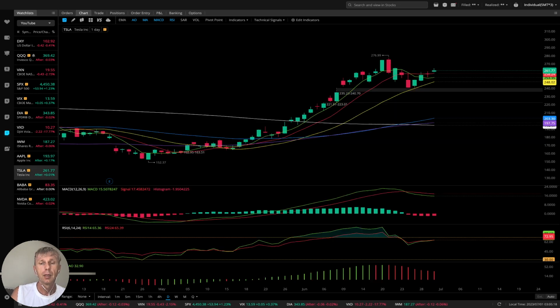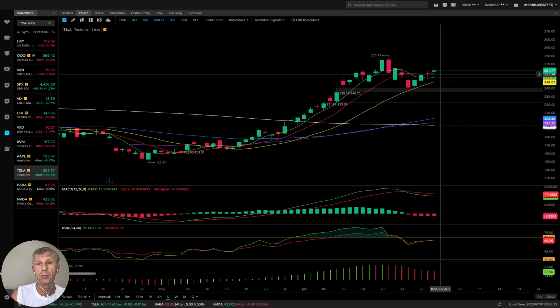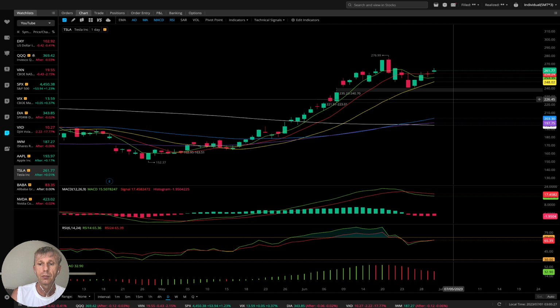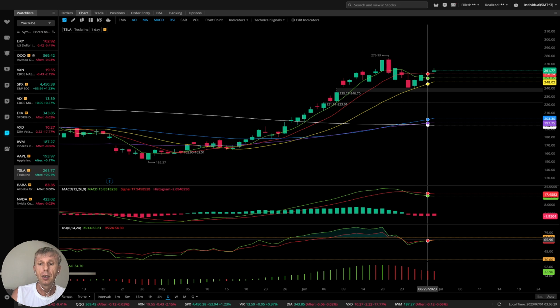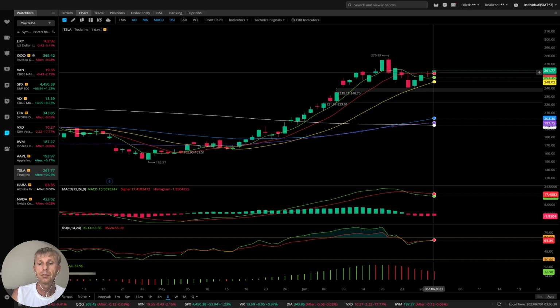Tesla daily, MA5 below 10. It is bearish, but price action last bar above all moving averages. It is positive bullish. MACD bearish, RSI bullish, oscillator bearish. All indicators kind of bearish, but price action last bar is positive bullish.